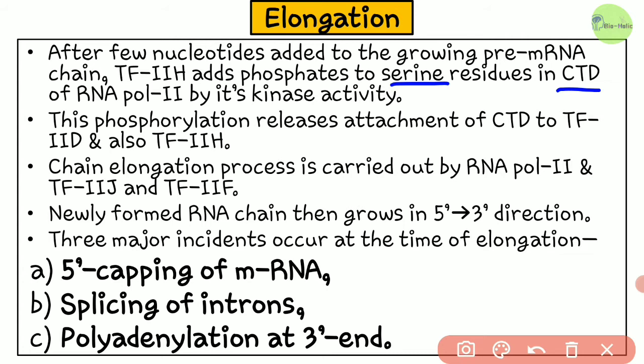In this elongation step, three main events occur: 5' capping of mRNA, splicing of introns, and polyadenylation at the 3' end. These three I will discuss in the next part of this video.